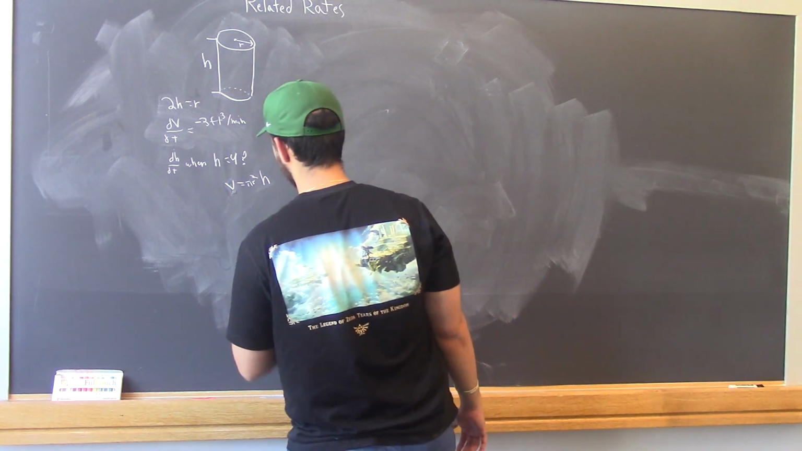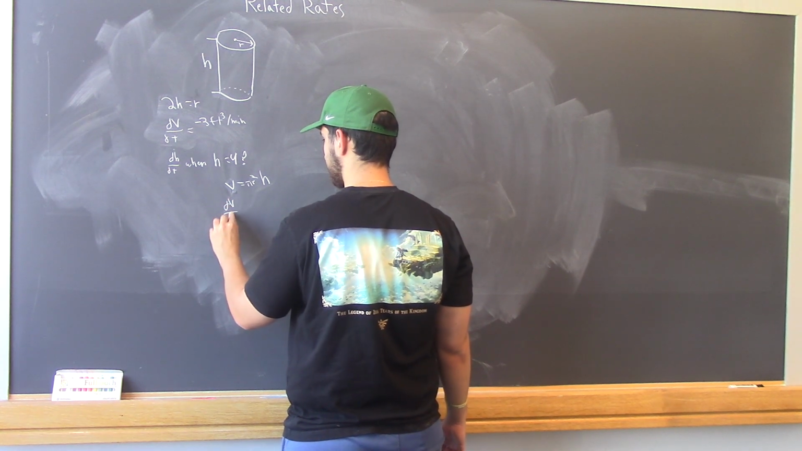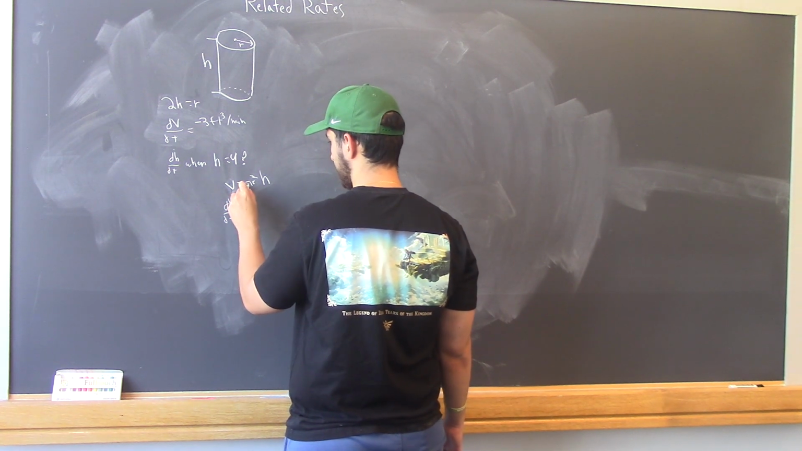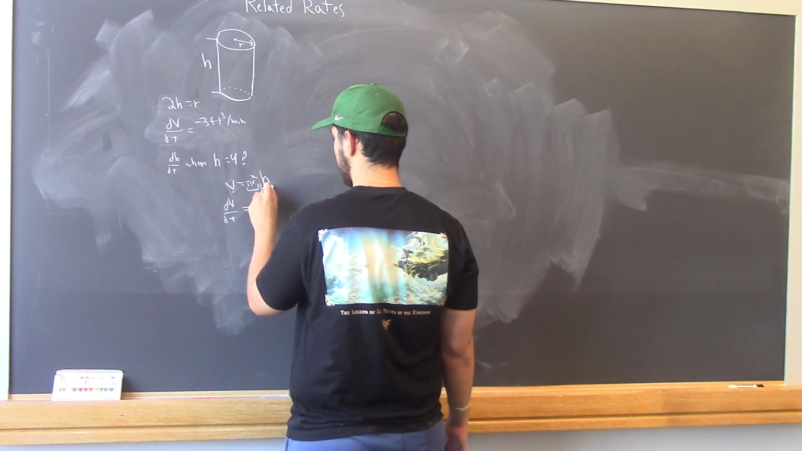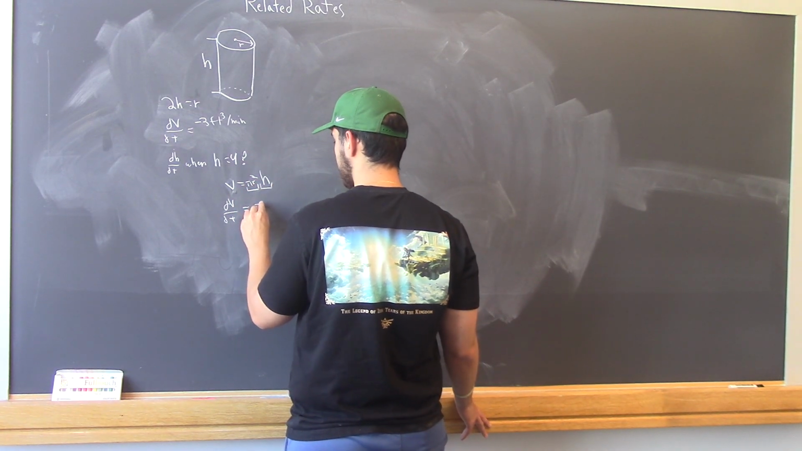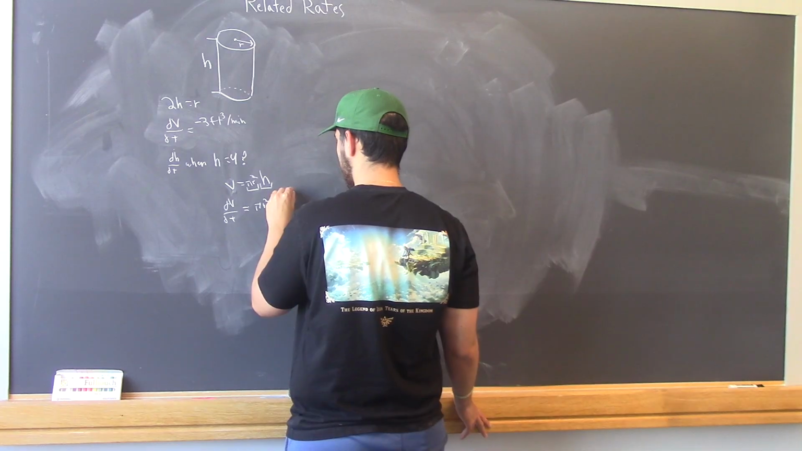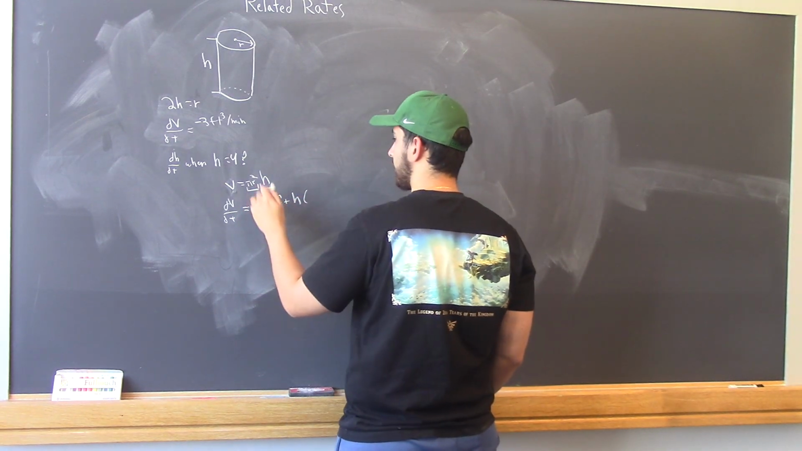Let's take the derivative of this because we know we want dV/dt, right? Equals, I'm going to say this is left, this is the right for our product rule. So we're going to have left, pi r squared, derivative of the right, dh/dt, plus the right, h, derivative of the left, which is going to be 2 pi r dr/dt.